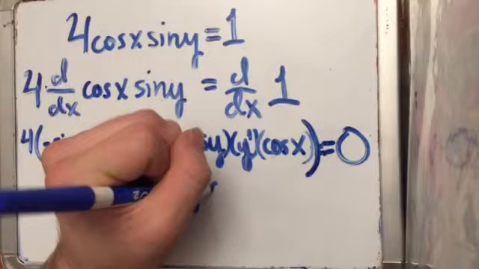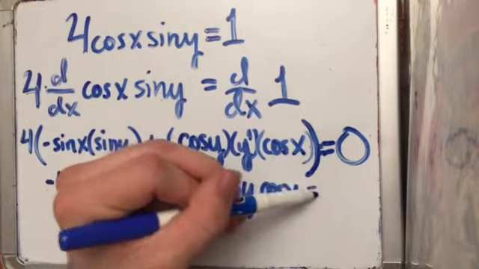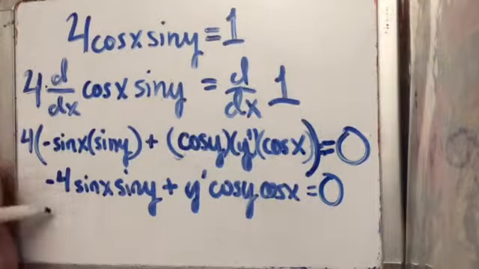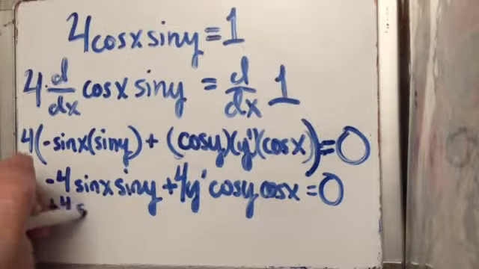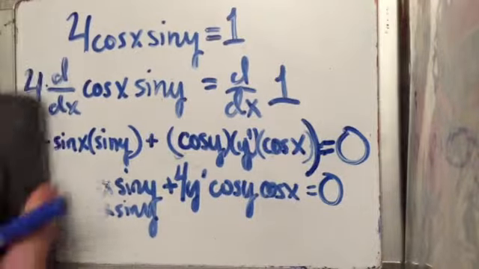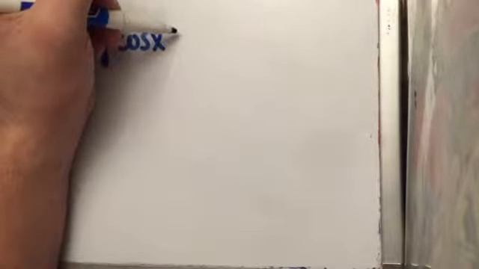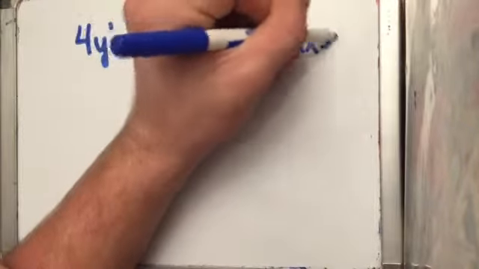plus y prime cosine y cosine x equals 0. So let's add this. Sorry, oops, forgot the 4. Let's add this, so 4 sine x sine y. And then, let's continue. So for y prime cosine x cosine y equals 4 sine x sine y.